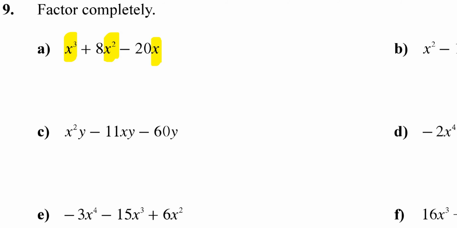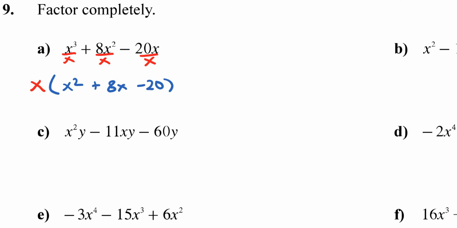If I'm factoring out the greatest common factor, which is the lowest power? Is it 3, is it 2, or is it 1? Well, it's just this one guy here, so I can factor out the x. And if I factor out the x, I get x squared plus 8x minus 20. So all we're doing there is we're just dividing every single term by x, and every single term will lose an x value.